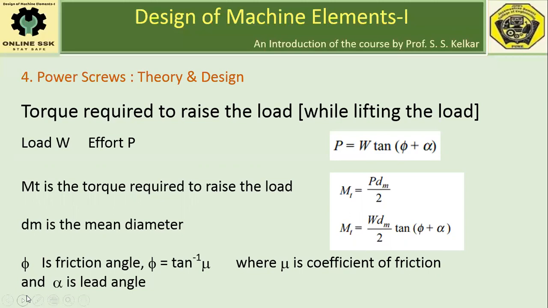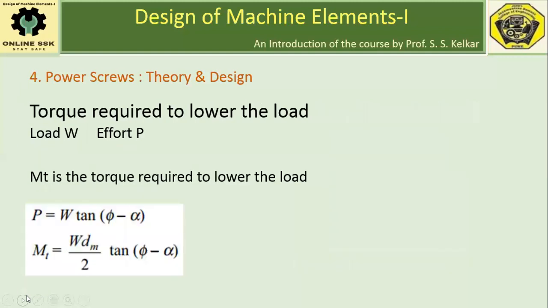So the torque required to lift the load is given by W dm upon 2 tan of phi plus alpha. W is the load, dm is the mean diameter, phi is the friction angle, which is equal to tan inverse of mu, where mu is the coefficient of friction, and alpha is the lead angle.